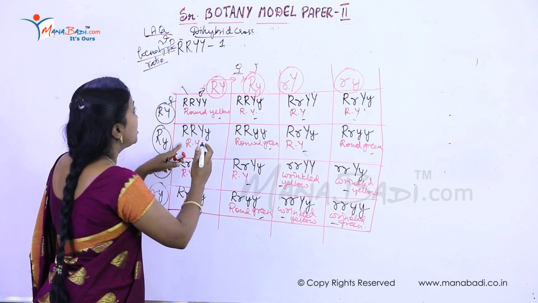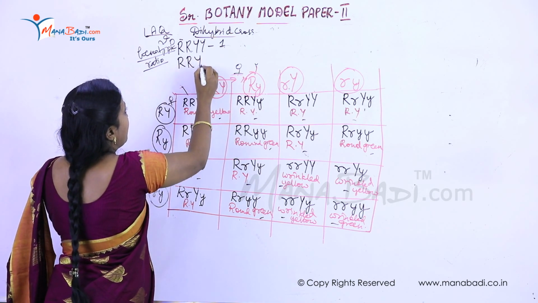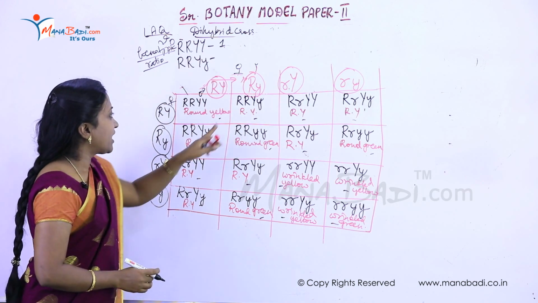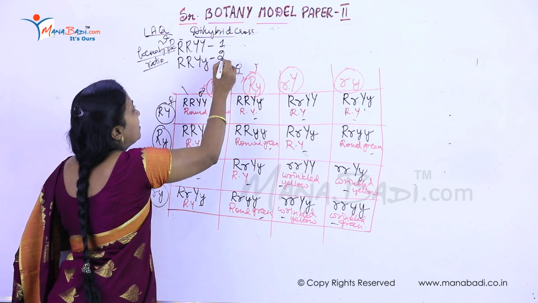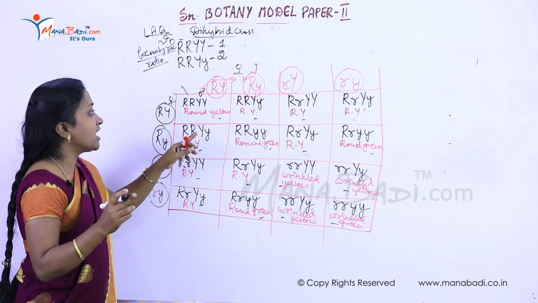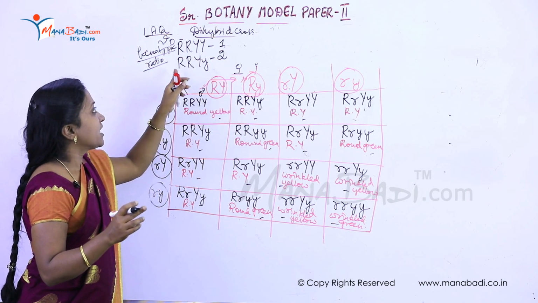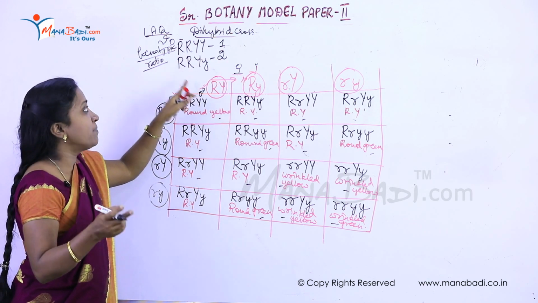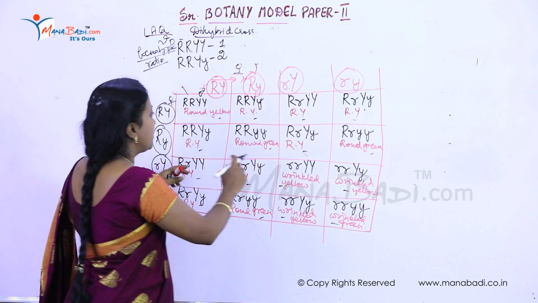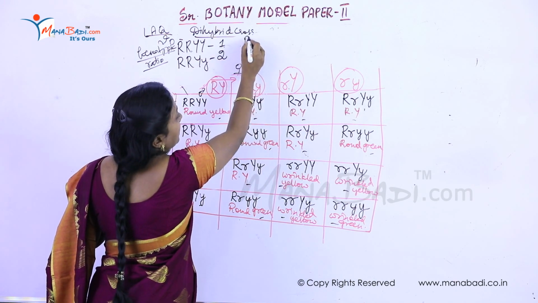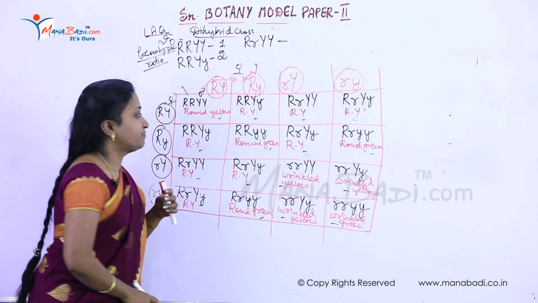Now coming to the next set, that is capital R, capital R, capital Y, small y genotype. How many are there? 2 are there. These are the heterozygous round yellow plants, carrying the genotype capital R, capital R, capital Y, small y. Then coming to the next one, that is capital R, small r, capital Y, capital Y.